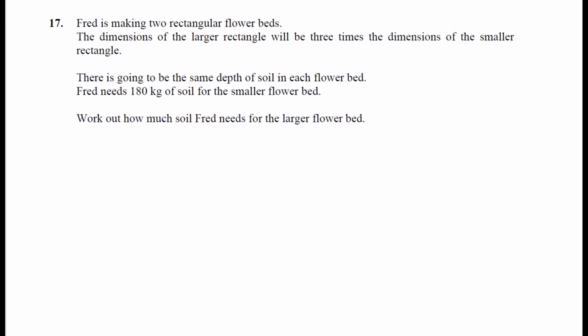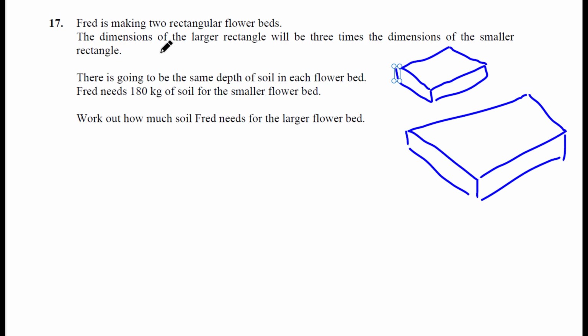Question 17. So there's 2 flower beds. One larger rectangle is going to be 3 times the dimensions of the smaller rectangle. So let's say that's the larger, that's a flower bed because it's got volume. That's a smaller one because you can see there's a weight here, and he's going to use the same depth of soil in each flower bed. So volume is going to be related to weight in this instance.